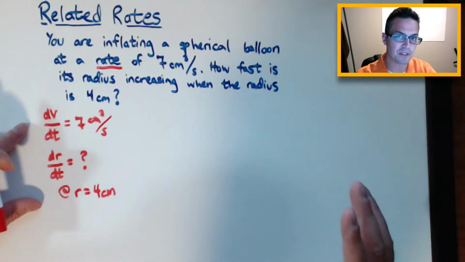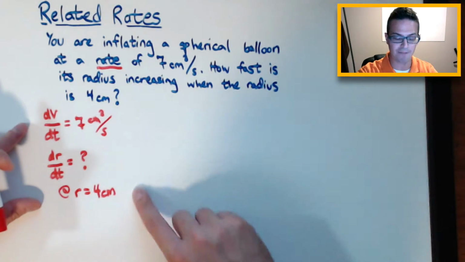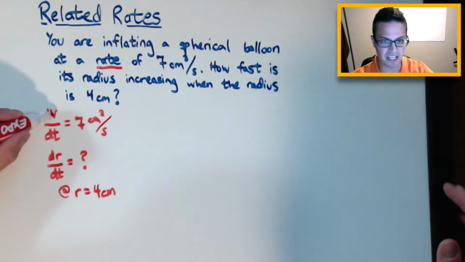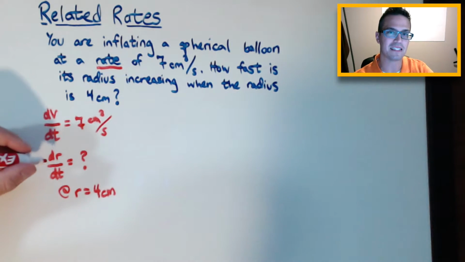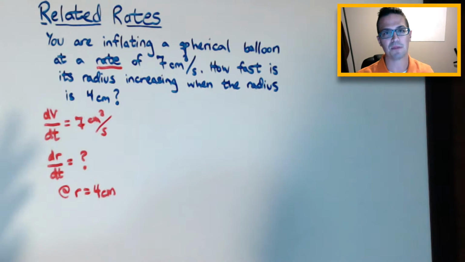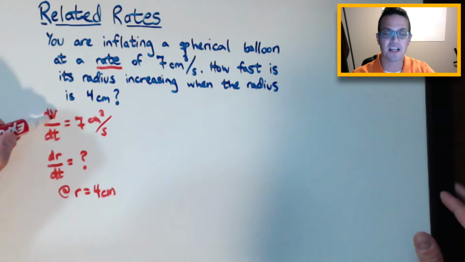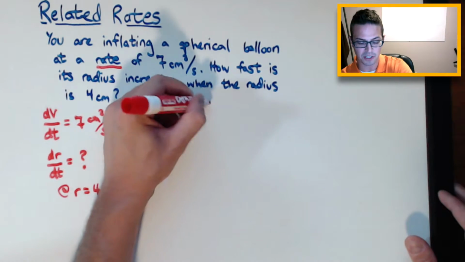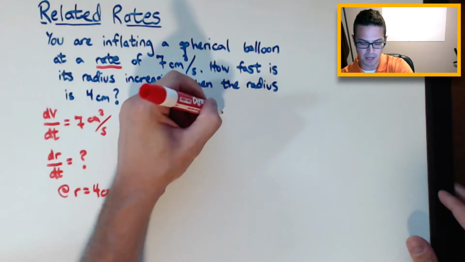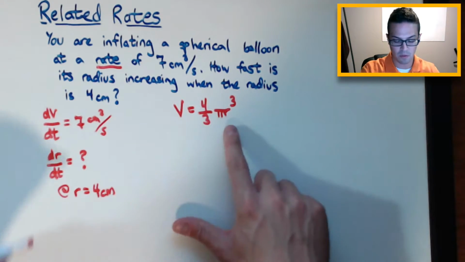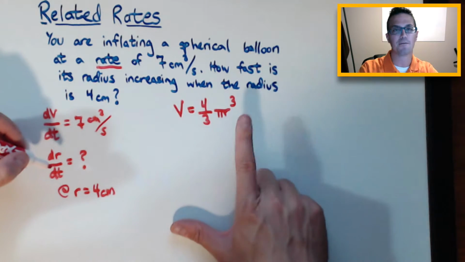The next step after you've written everything down and translated it into math is to write an equation that relates this V and this r. It's really similar to the implicit differentiation problems that we did earlier. We're basically making an equation out of these. In this case, the V and the r are related by the volume of a sphere equation, which is V equals 4/3 pi r cubed. This relates the V with the r, so we have the V and the r right here for this sphere.